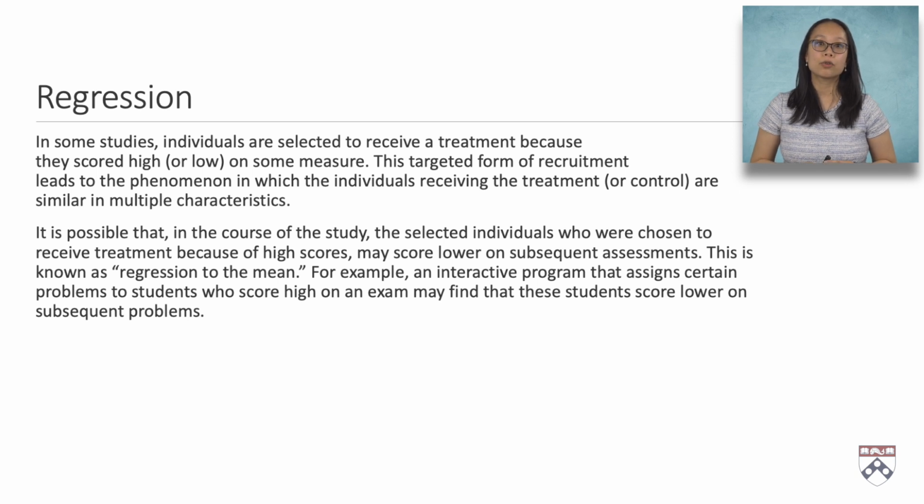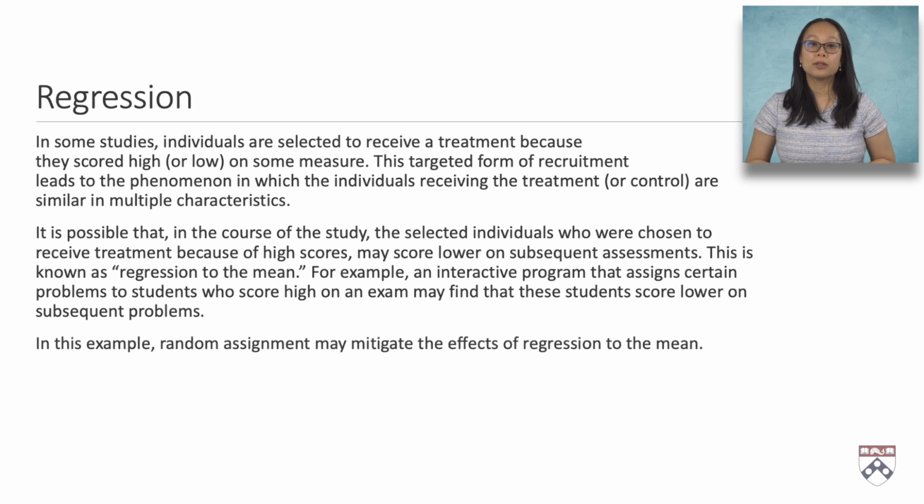This is also known as regression to the mean, where suppose that an interactive program that assigns certain problems to students who score high on the exam may find that the same students tend to score lower on subsequent problems. And so in this case, because students were essentially selected based on their high scores, their performance might not stay consistently high on all of the exams following that. And so their scores are essentially being brought to the average, which is the motivation for the phrase regression to the mean.